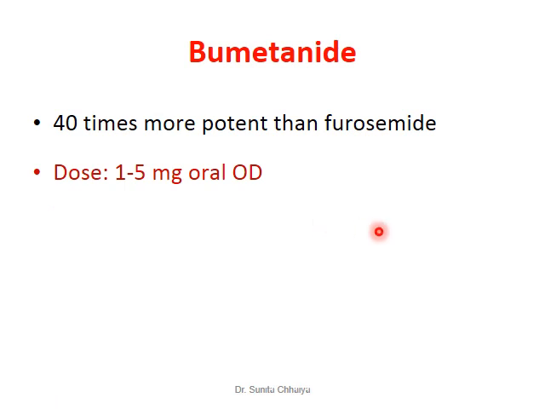Another congener is bumetanide. It is 40 times more potent than furosemide, and due to that higher potency, the required dose of bumetanide is quite a bit less than furosemide, that is 1.5 milligram once a day.